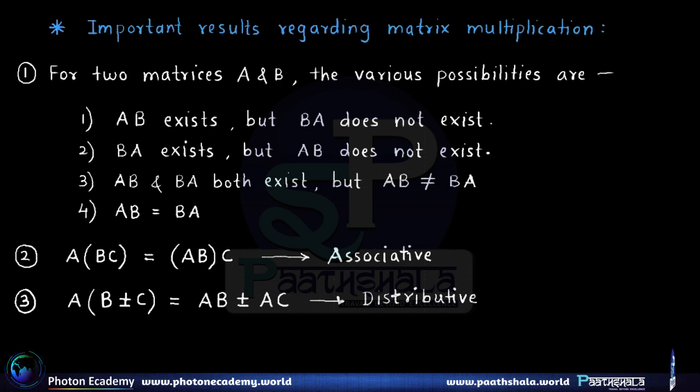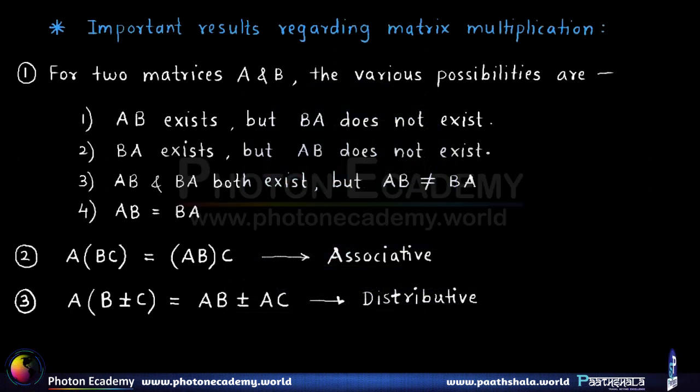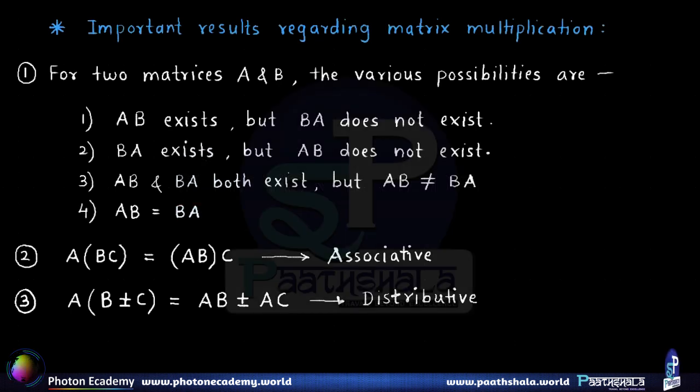Next one is what is called the distributive law. That is, if we have a product of a matrix A multiplied with either addition or subtraction of two matrices B and C, then A into B plus or minus C is equal to AB plus or minus AC. So it's like what we do in algebraic opening of brackets: the outer matrix A is multiplied with both of the matrices inside, and that is connected with the operation which is inside the bracket.